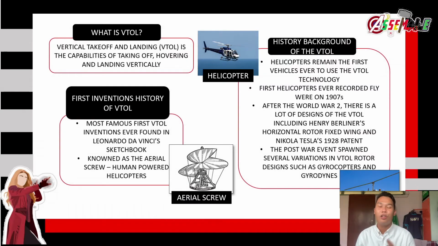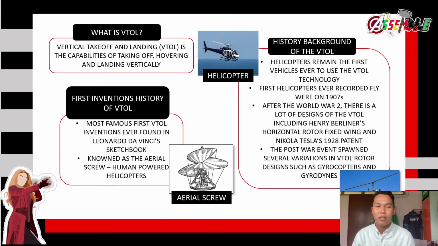Okay, what is VTOL? VTOL: V for vertical, T for take, O for off, and L for landing. Vertical takeoff and landing is the capability of a vehicle to hover, take off and land vertically. So the background of it, the first inventions in the history of VTOL were found in the sketchbook of Leonardo da Vinci, known as the Aerial Screw, which is a human-powered helicopter, as you can see in the photo.